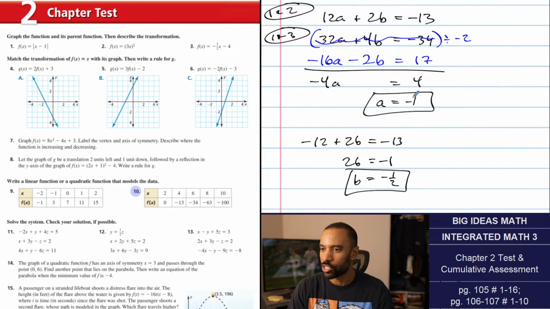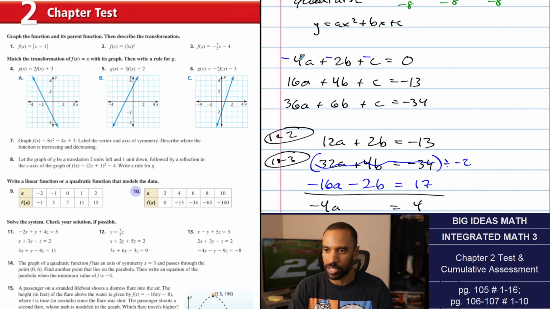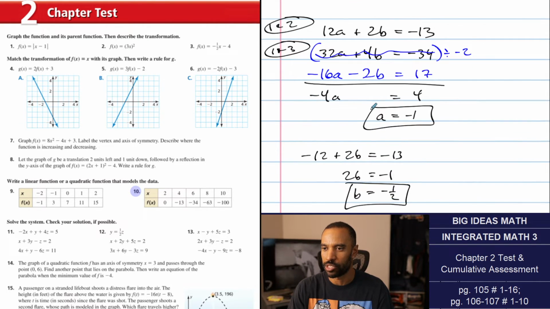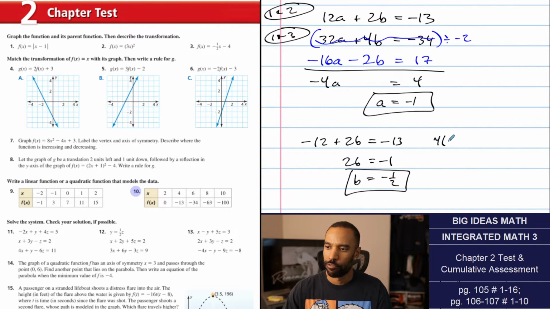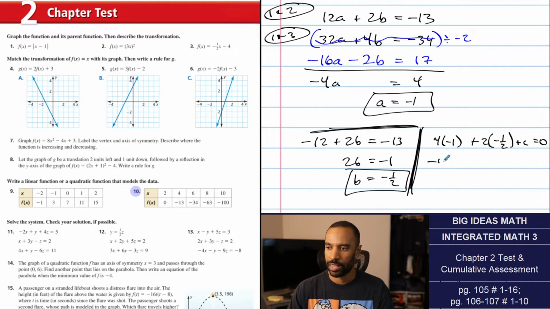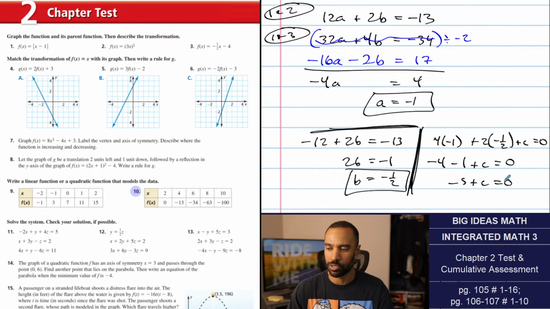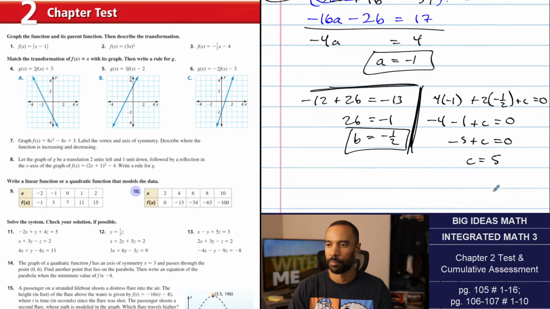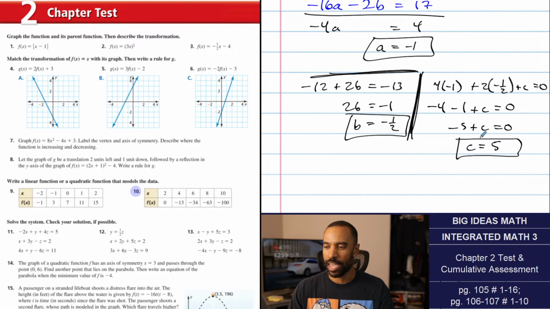And then for c, let's go ahead and plug in a and b in here and find c. Let's use the 4a plus 2b plus c equals 0. That's negative 4 minus 1 plus c equals 0, or negative 5 plus c equals 0. C equals 5. So we have all three of a, b, and c.